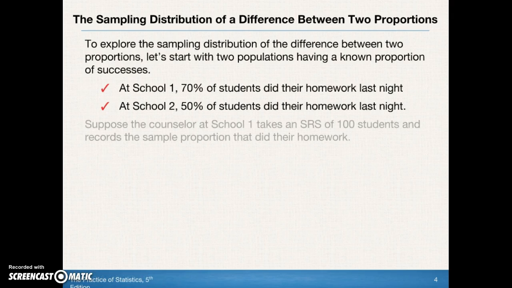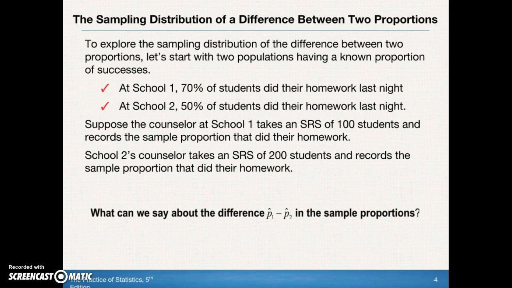So to explore the sampling distribution, again the SOCS of the difference between two proportions, let's start with two populations with a known proportion of success. So for example, two populations, school 1 and school 2. 70% of the students at school 1 did their homework last night, 50% of the students at school 2 did their homework. Suppose the counselor at school 1 takes a simple random sample of 100 students and records the sample proportion that did their homework, and then the same thing happens at school 2. They take instead a simple random sample of 200 and record that proportion.